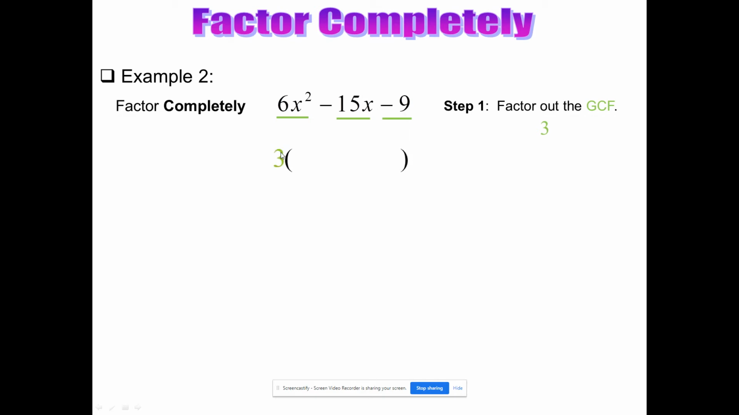Okay, so if I factor out a 3 here, remember, we're dividing each term by 3. 6 divided by 3 is 2, but there's an x squared. Negative 15 divided by 3 is negative 5, but with an x. And then negative 9 divided by 3 is negative 3. Okay, so step 2 is to x factor with what's inside here, because this is our quadratic.